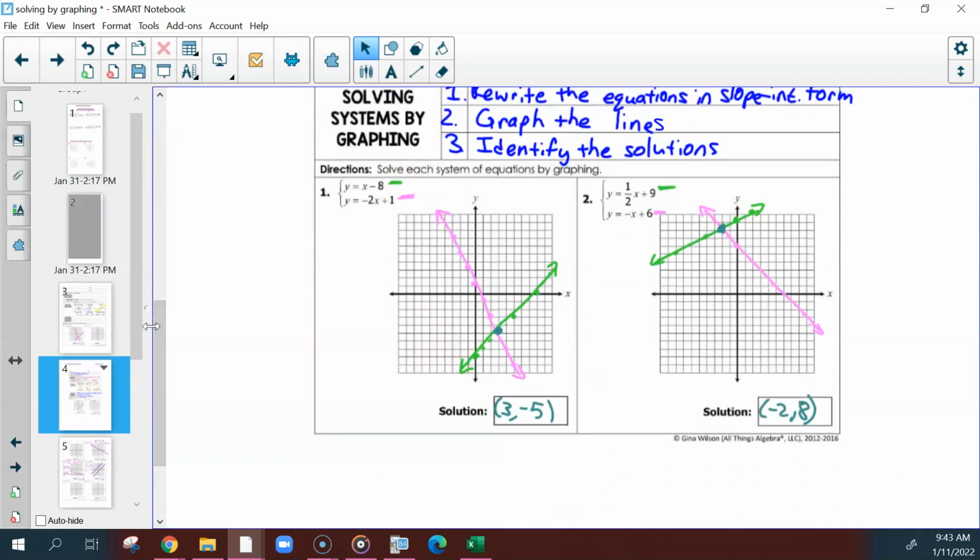So for number 2, I know it's a little small. Really focus on, do your lines look like they look up here, and is the solution the same? For number 2, this first one should have been a positive slope. The second one was a negative slope, or a negative line. The solution was (-2, 8).